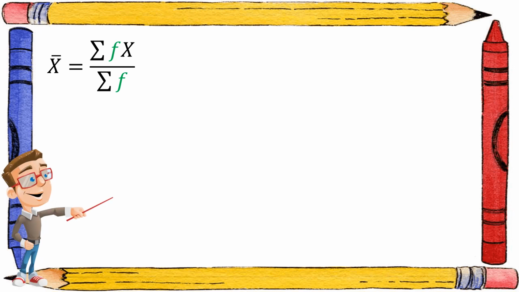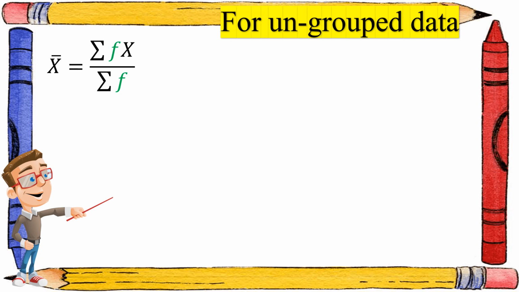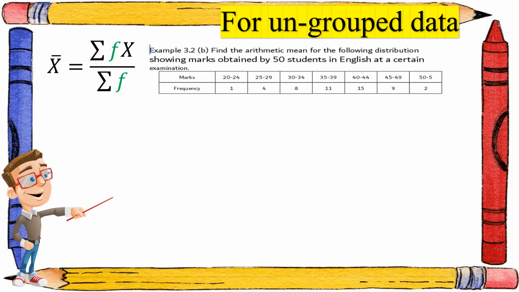Now we will find the arithmetic mean for group data. Okay, there is a mistake in this slide. It's not ungrouped data, it's for group data. So just ignore that. It's just a mistake in this slide, it's for group data. So for group data, you can see the question that is given, you can see the frequency.